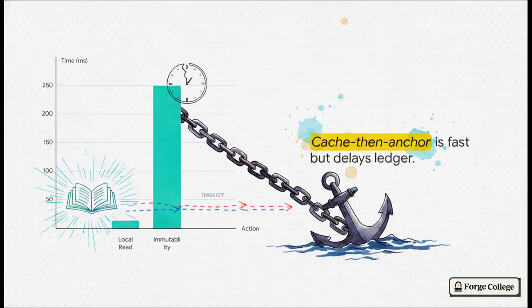Another alternative is the cache-then-anchor pattern. Caching off-chain gives your users lightning-fast, immediate local read and write responses. But again, there's a trade-off. Actually, scratch that, it's more like a calculated compromise. You incur a high delay in ledger immutability. You are consciously trading immediate ironclad security for user speed, choosing to anchor the data to the ledger periodically instead of instantly.